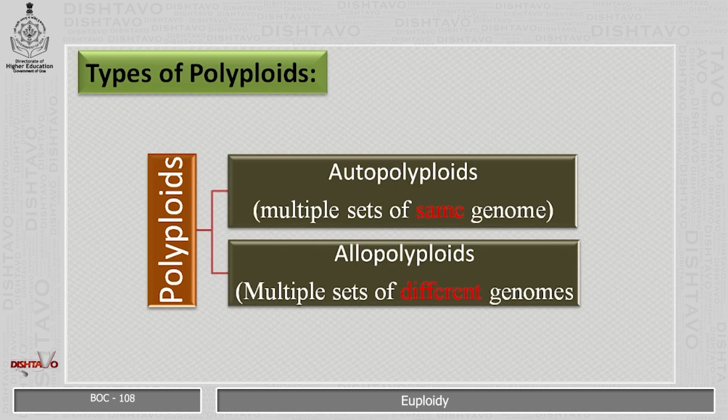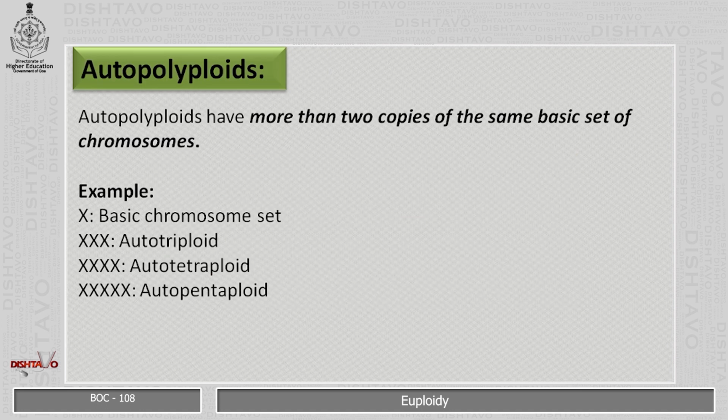Types of polyploids. Polyploids can be broadly classified into two types, that is, autopolyploids and allopolyploids. Autopolyploids have multiple sets of the same genome. Allopolyploids have multiple sets of different genomes. Autopolyploids have more than two copies of the same basic set of chromosomes. For example, if X represents basic chromosome set, then 3X will result in autotriploid, 4X will result in autotetraploid, and 5X will result in autopentaploid.